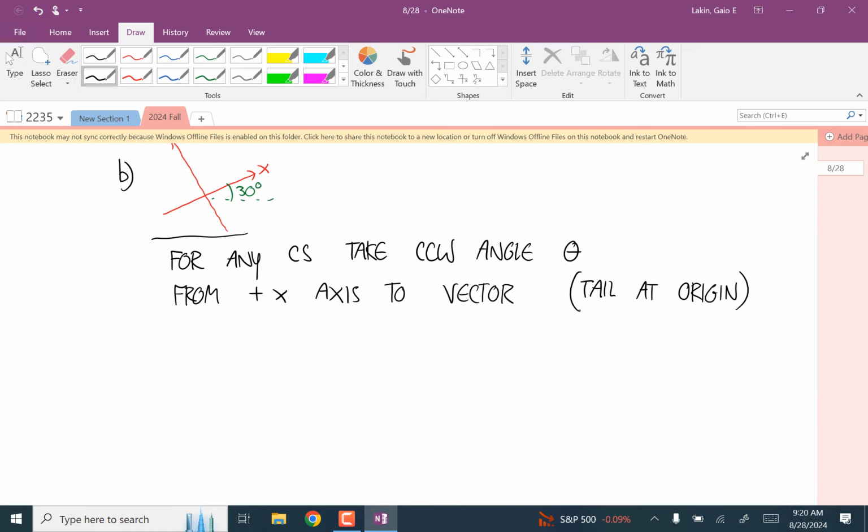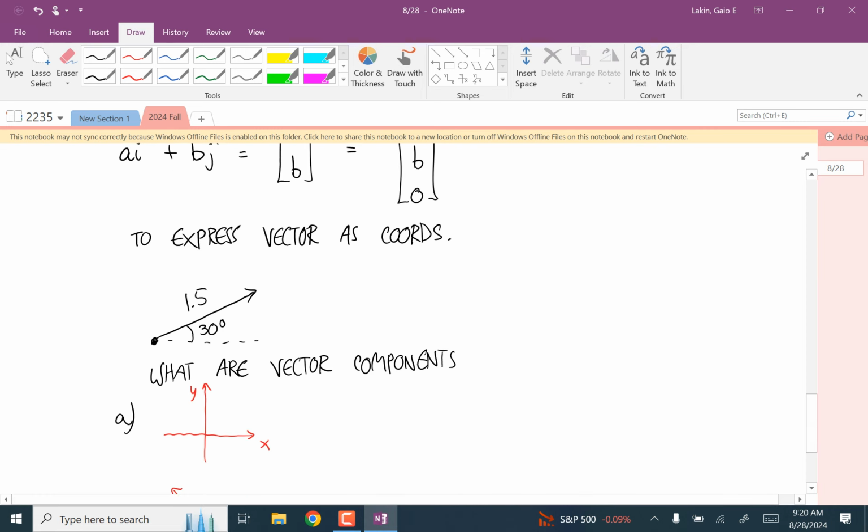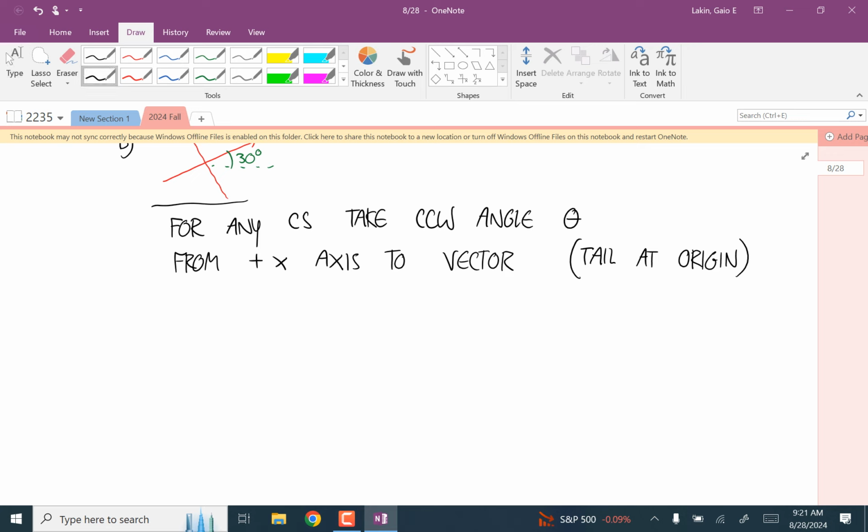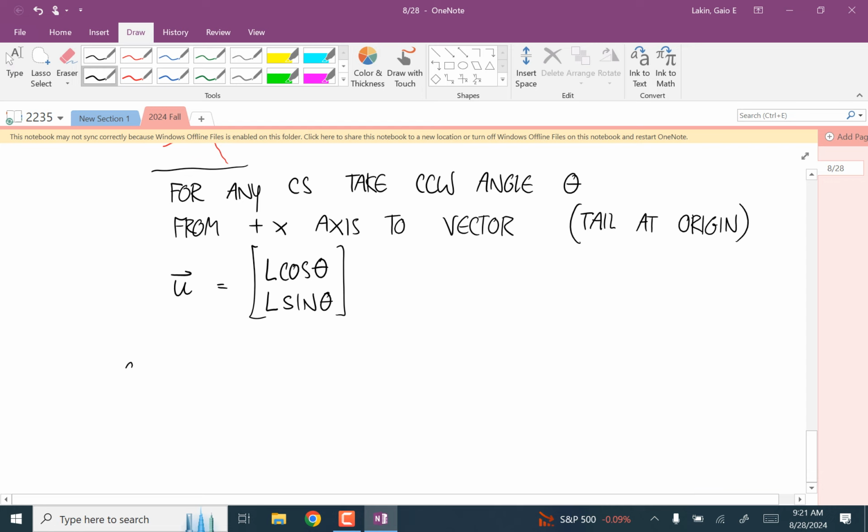Then, for the coordinates of the vector, let's call this vector u, and the arrow symbol says that it's a vector. The components of u are going to be the length of the vector times the cosine of that angle theta, and the length of the vector times the sine of that angle theta. So that always works. If you go clockwise instead of counterclockwise, then you just make that a negative angle because it's the opposite direction of rotation.